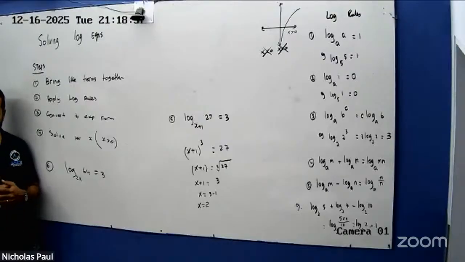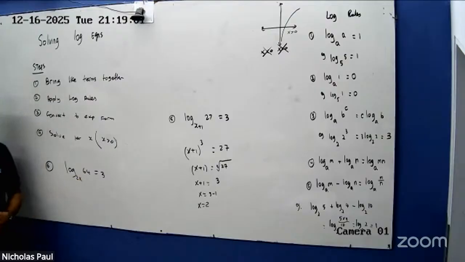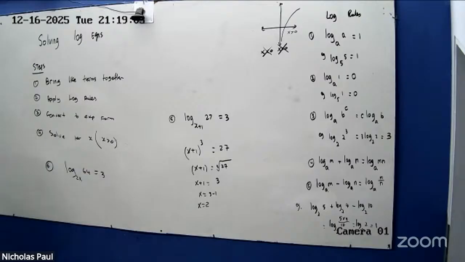Good job. So the first thing you do is to convert to exponential form, right? 2x whole cube.